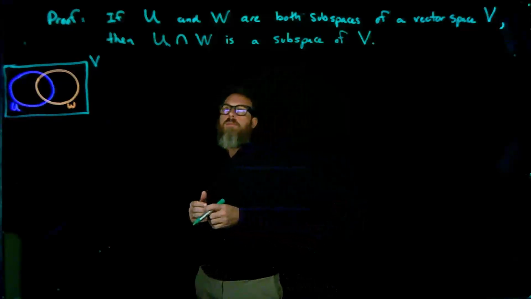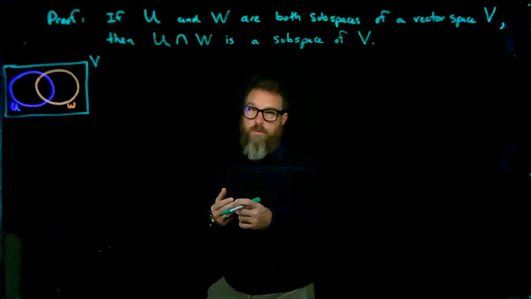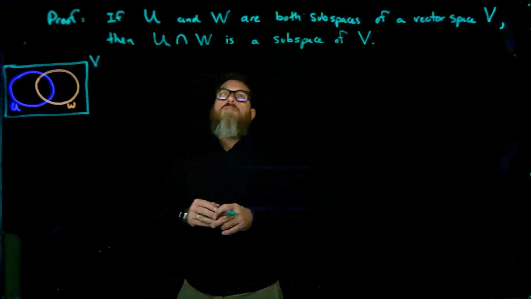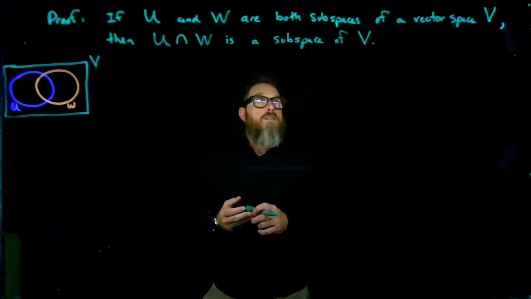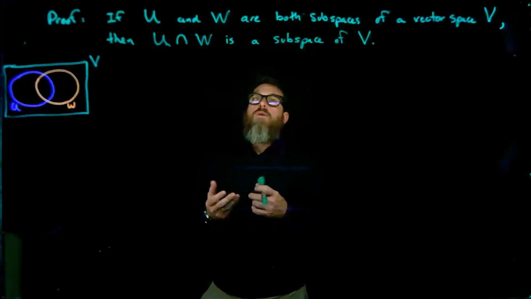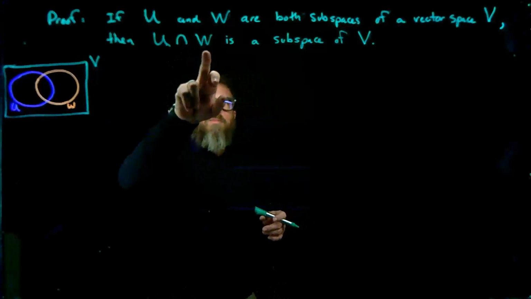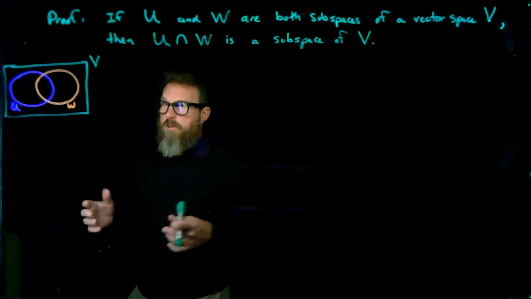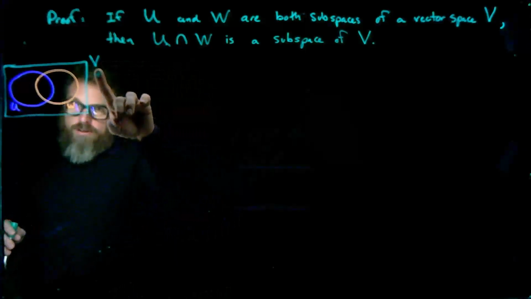I'm Professor Van Hamlin. I'm going to cover a very common proof that you'll see in linear algebra and actually through a lot of grad school as well. It says, if U and W are both subspaces of vector space V, then their intersection, U intersect W, is also a subspace of V. And what I've done is I've drawn a picture here. So what I know is that V is a vector space.